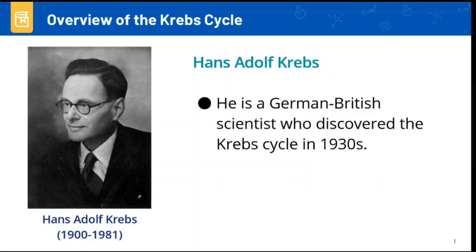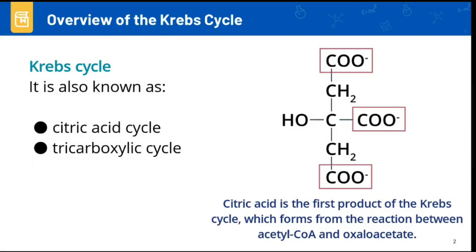Now, Hans Adolf Krebs, the German British, is the one who discovered the Krebs cycle in the 1930s. Thus, in honor of his discovery and pioneering study, the pathway was named after him. The Krebs cycle is also known as the citric acid cycle or the tricarboxylic acid cycle because citric acid is the first product, which is composed of three carboxyl groups. That's why it is also called the tricarboxylic acid cycle.